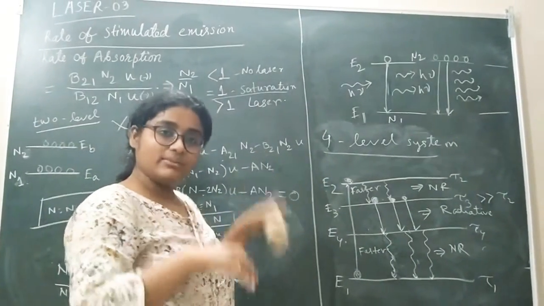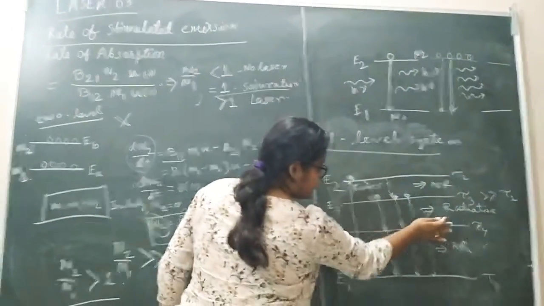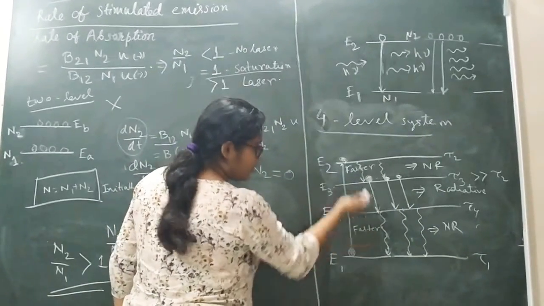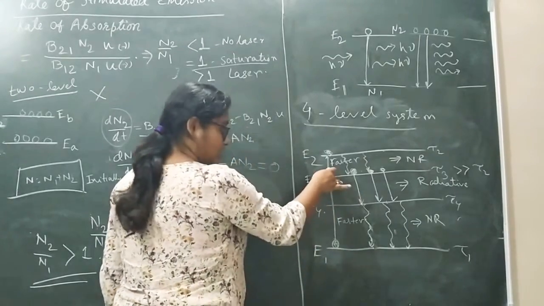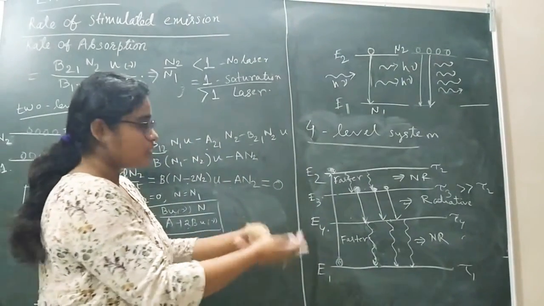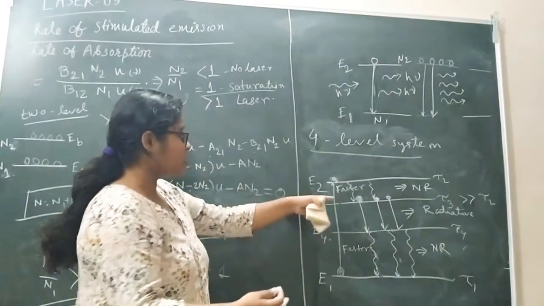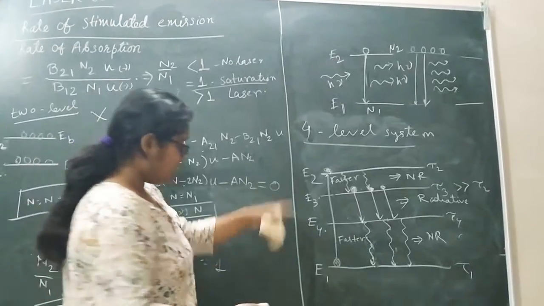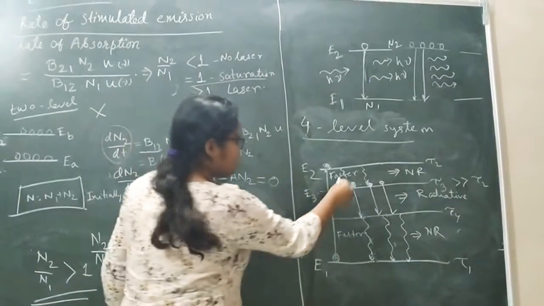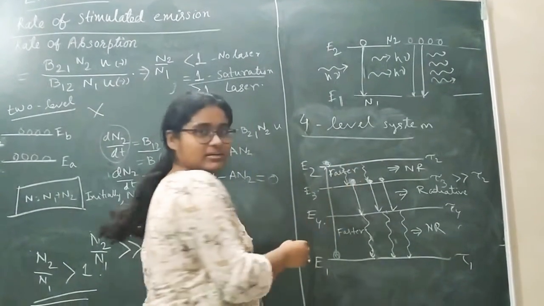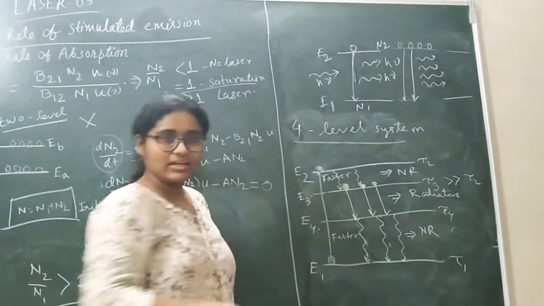Now to compare, is the 3-level system better or the 4-level system? In the 3-level system you are missing this E4, so you are competing with the ground level and the E3 level. The ground level population and the E3 level population will be compared for population inversion. So it is quite difficult to achieve population inversion in the case of a 3-level laser. But here the competition is between E4 and E3. E4 is already empty, so you can easily get population inversion for the E3 and E4 levels, because E3 is much more populated than E4.